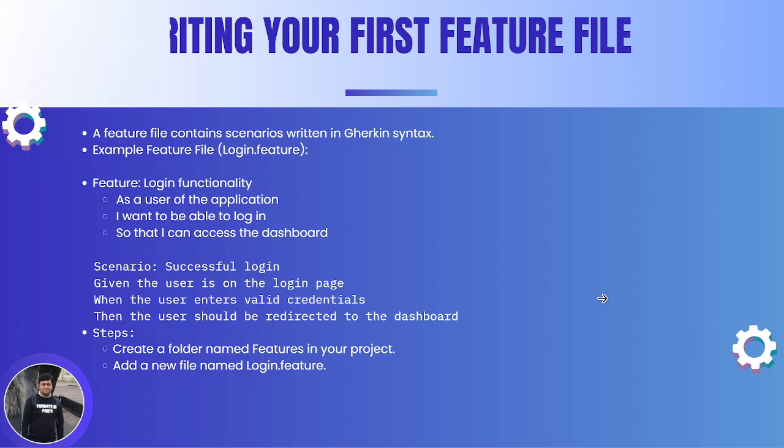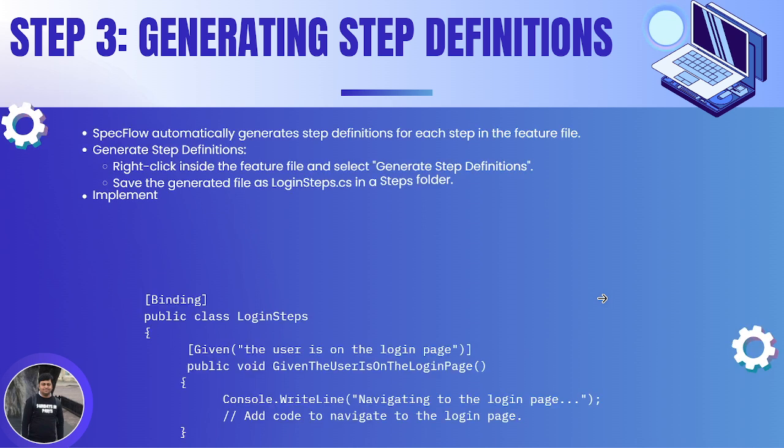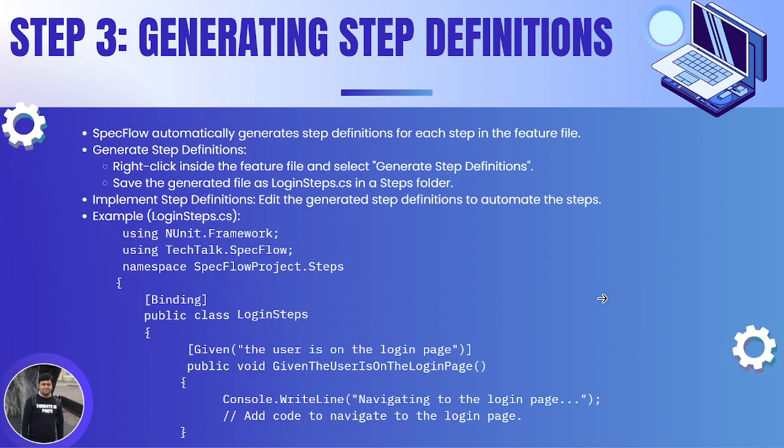Next is generating the step definition. Once you have created your feature file, you can directly generate the step definition from the feature itself. SpecFlow automatically generates a step definition from each step in the feature file. Right-click inside the feature file and select generate step definition. Save the generated file as LoginSteps.cs in a steps folder.